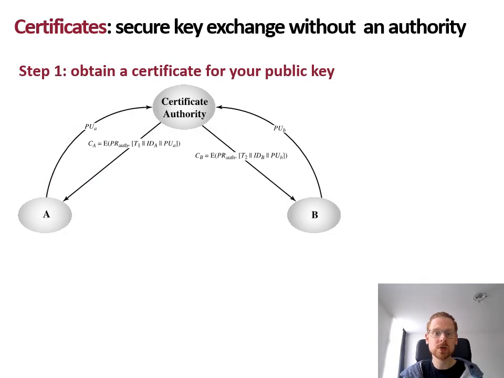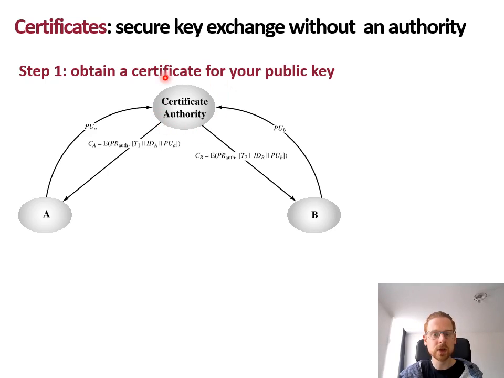And let's take a closer look at how these certificates actually work. The first step is to obtain a certificate for your public key. So let's say an entity A wants to certify their public key PU_A. They will send this key to the certificate authority together with proof of their identity. For example, this could be done in person.